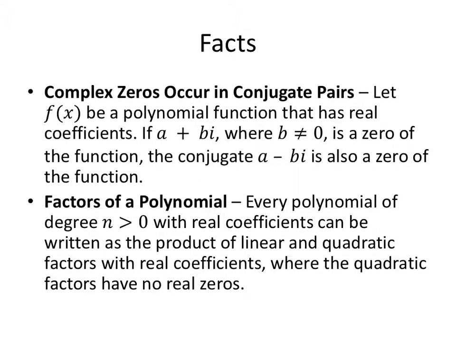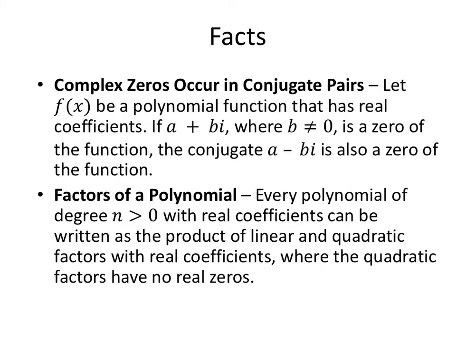If f of x is a polynomial function with real coefficients, and if a plus bi is a complex zero of the function, then we're guaranteed that a minus bi is also a zero of the function. They always come in pairs. Think about the quadratic formula. You know that plus or minus going on? Yep, they always come in pairs.